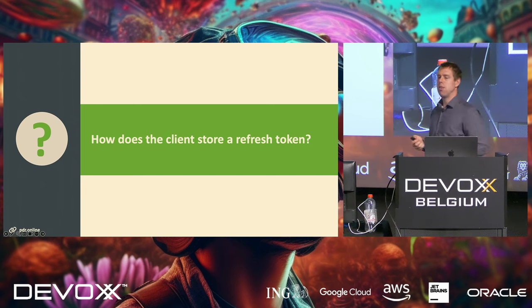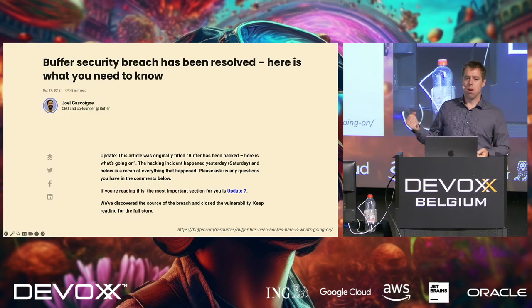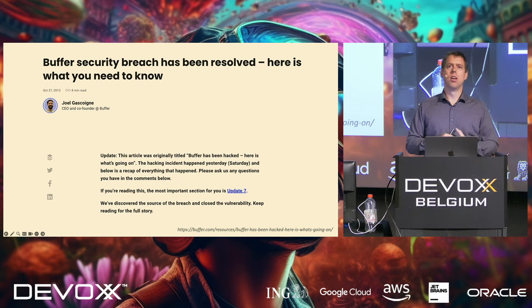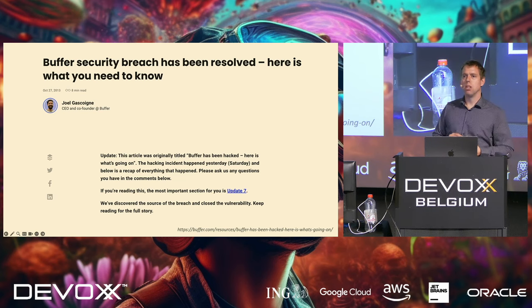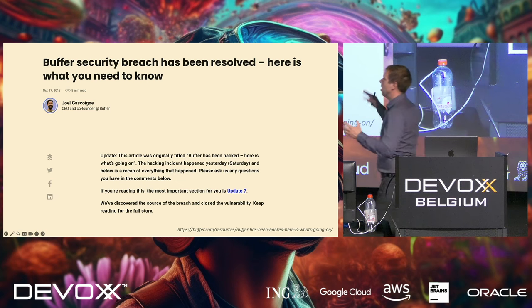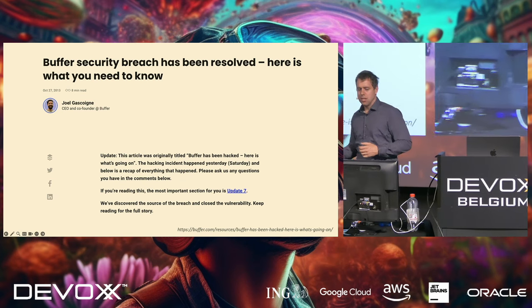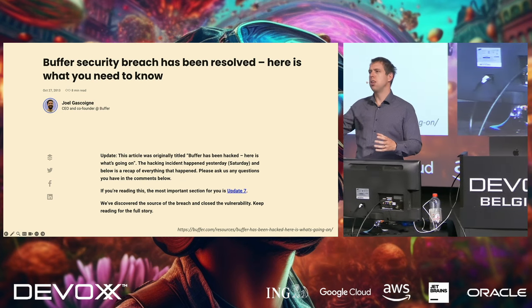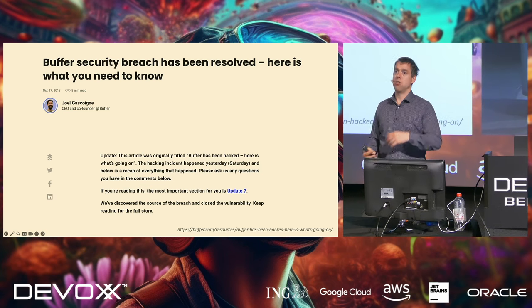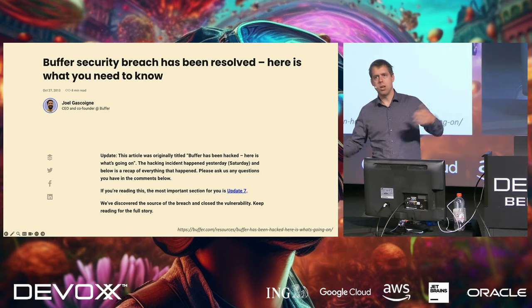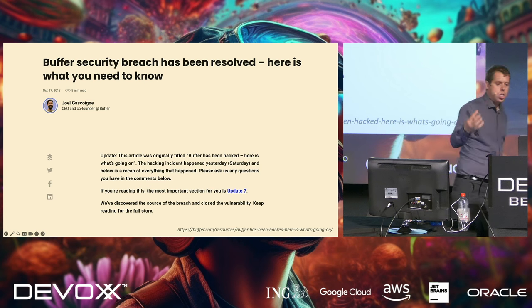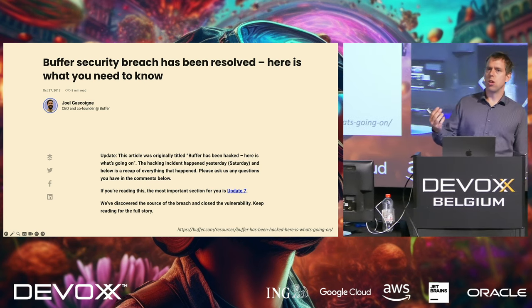And this use case is very relevant because Buffer actually had kind of a problem before where they were breached and somebody stole their refresh tokens. Actually, the story is a bit more nuanced, as in Buffer was using a third party to run their data storage, and that third party got breached and Buffer was the victim, and so on and so on. But in a nutshell, the attackers stole refresh tokens.